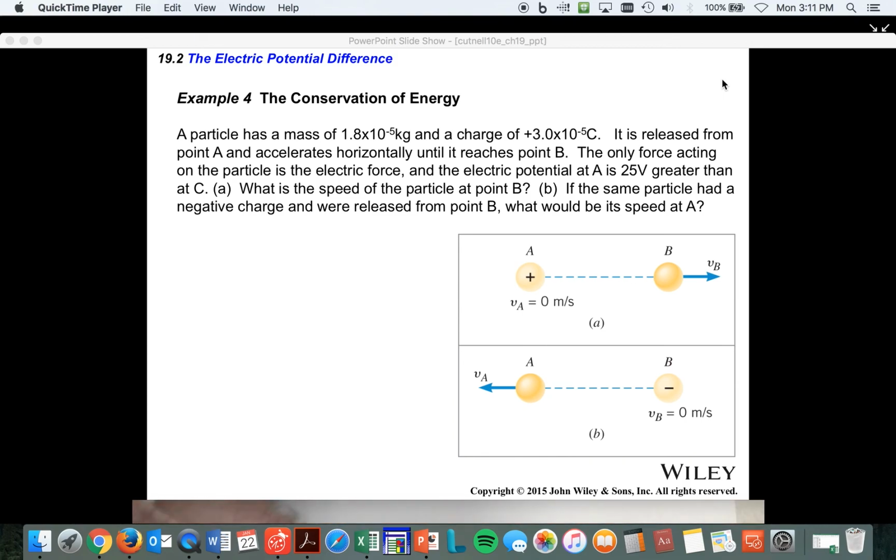All right, let me write down all the information first. Mass is equal to 1.8 times 10 to the negative 5 kilograms. And Q, the charge, is equal to positive 3.0 times 10 to the negative 5 coulombs. And the change in potential is equal to 25 volts. That's the change in potential. Okay.